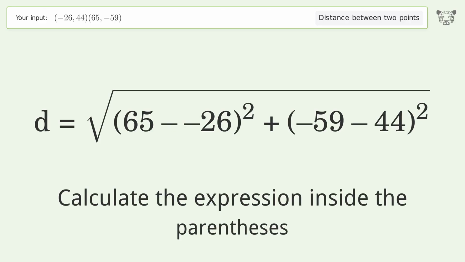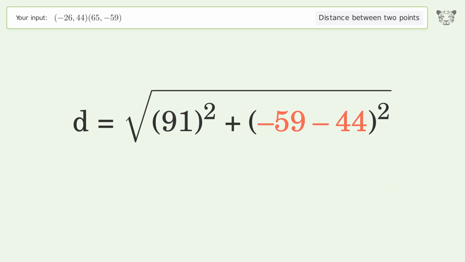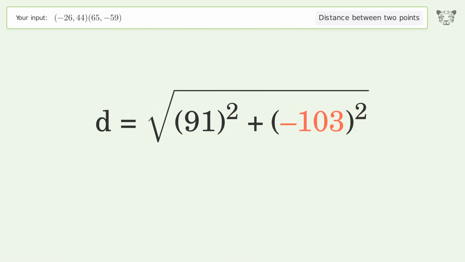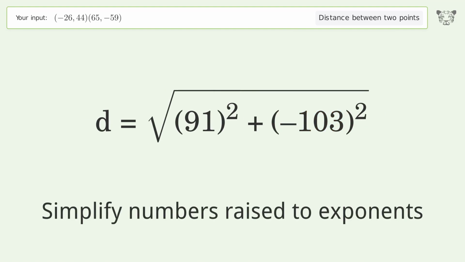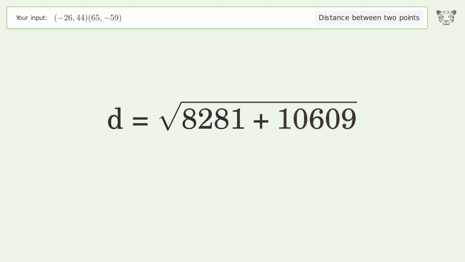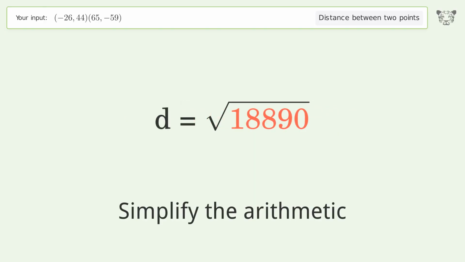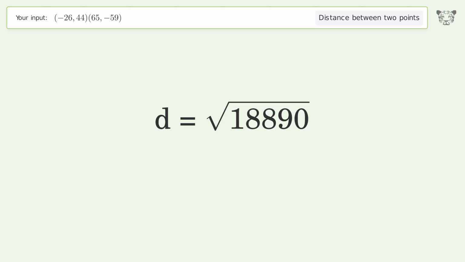Calculate the expression inside the parentheses. Simplify numbers raised to exponents. Simplify the arithmetic. And so the distance between the 2 points is the square root of 18,890, or 137.441.